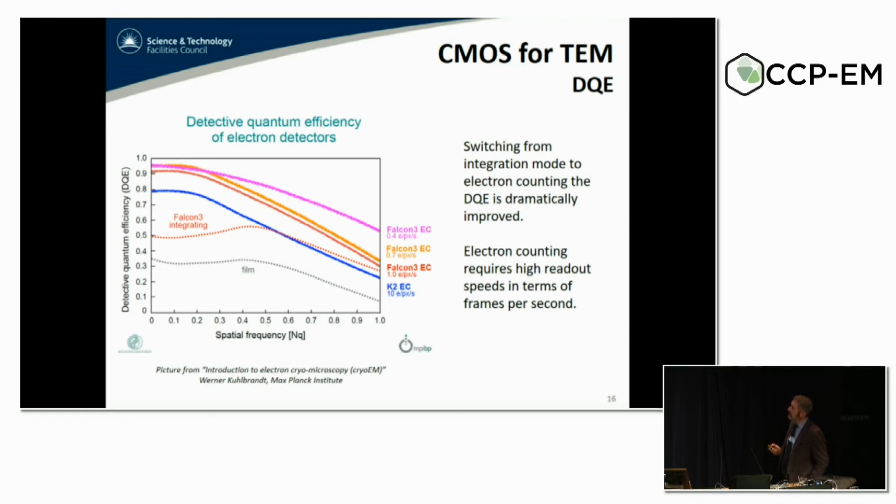Electron counting requires a very high readout speed in terms of frames per second. This is very important because if you compare these two plots, for example, Falcon 3 versus K2, you see a very big difference in DQE, but you have also to take into consideration how many electrons per pixel per second were used in this experiment. You can see that the K2 is roughly a factor of 10 compared to Falcon in terms of flux, and this is due to the fact that the K2 is a faster sensor in terms of frames per second.